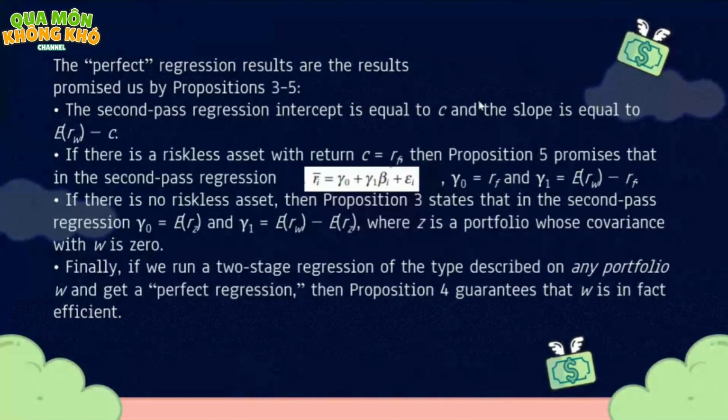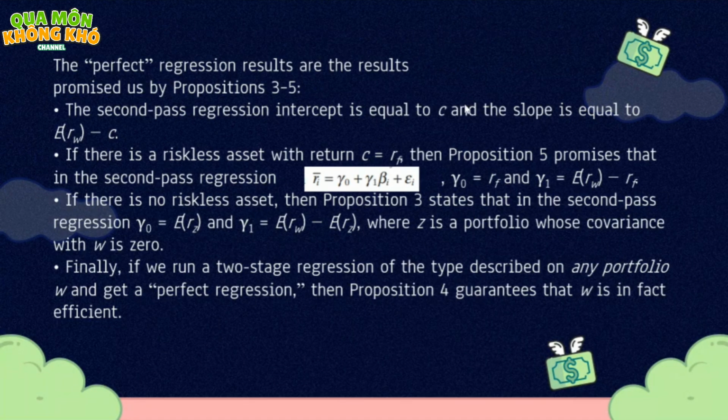The perfect regression result promised to us by propositions 3 to 5 is that the second pass regression intercept is equal to C, and the slope is equal to the expected return of RW minus C. If there is a riskless asset with return C equal to Rf, then proposition 5 promises that in the second pass regression, Ri equals gamma 0 plus gamma 1 multiplied by beta i, where gamma 0 is equal to the risk-free rate, and gamma 1 equals the expected return of RW minus the risk-free rate.